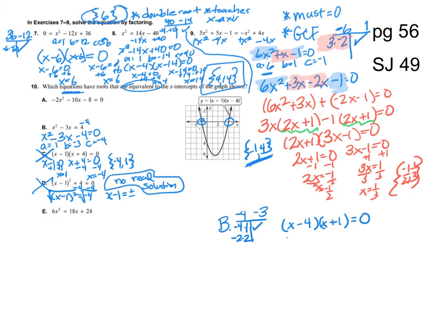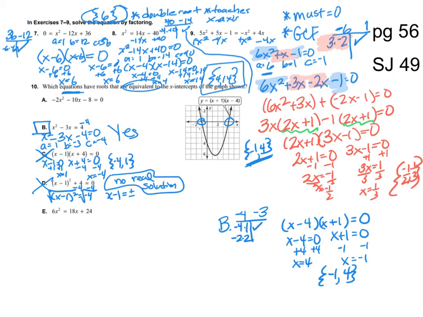Now I'm going to do the zero product property. I'm going to add 4 to both sides. X equals 4, so far so good. Subtract 1 from both sides, x equals -1. So there's one of these, but it does say equations, it's plural, so there must be more than one. So letter B is a yes. Yes, this one is equivalent.